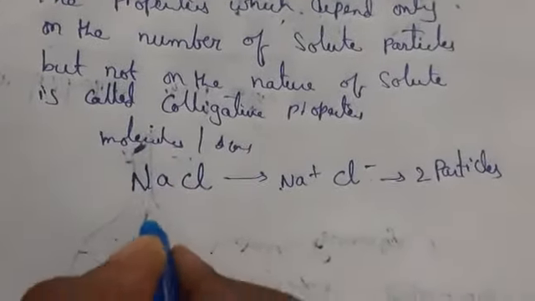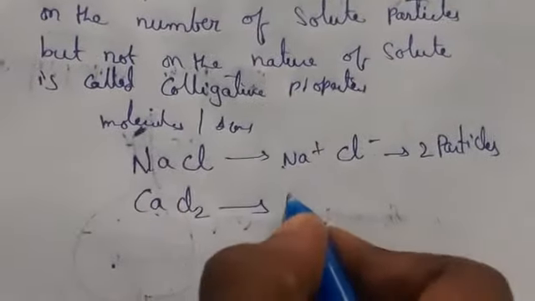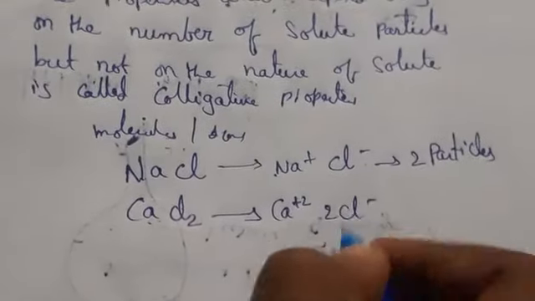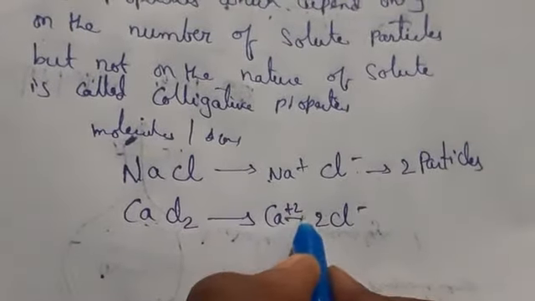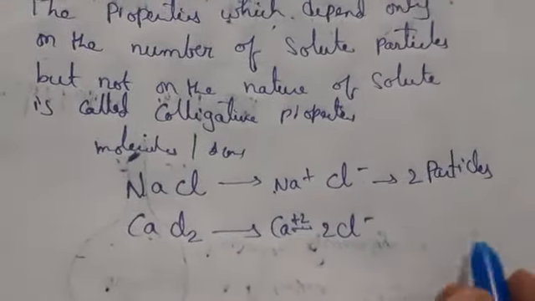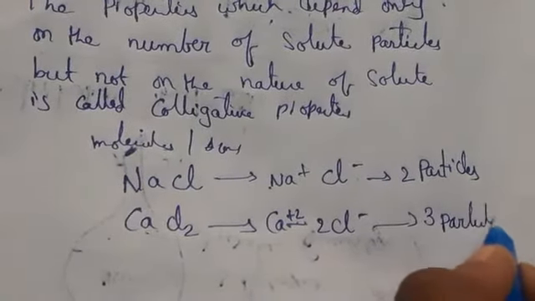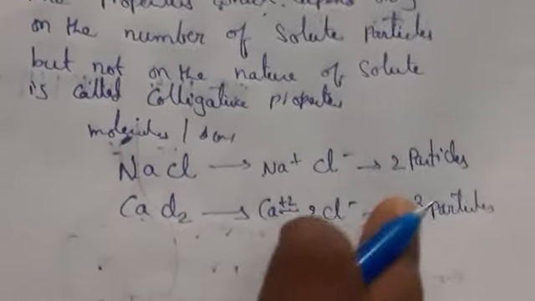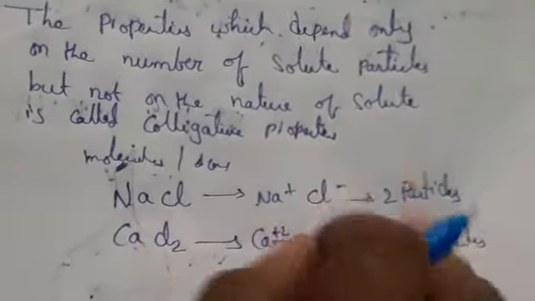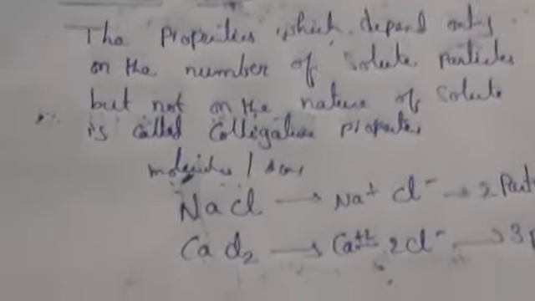And not only this, if you take CaCl2, the general example is Ca 2 plus and 2 Cl minus. Here plus is having 2 and minus is having 1 each, so this indicates 3 particles. Based upon their ions, the solute is dividing into particles. So this is nothing but colligative properties.